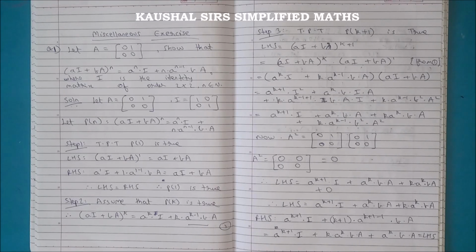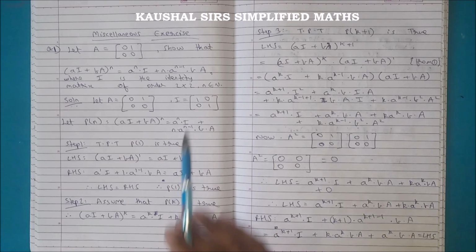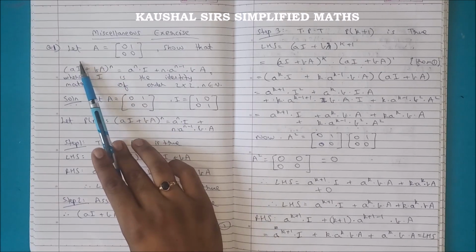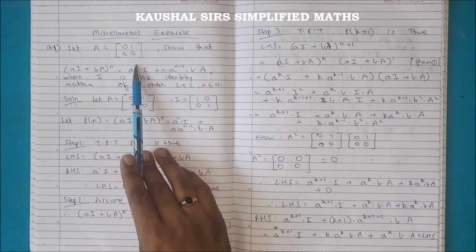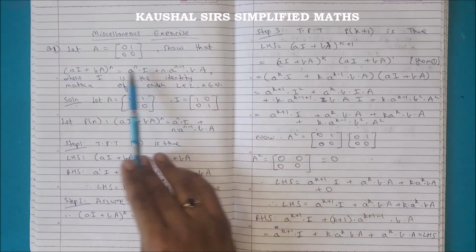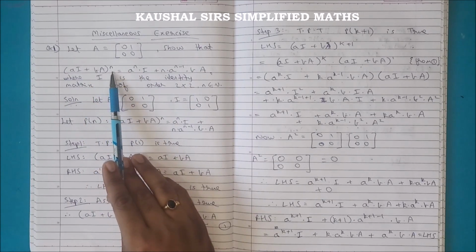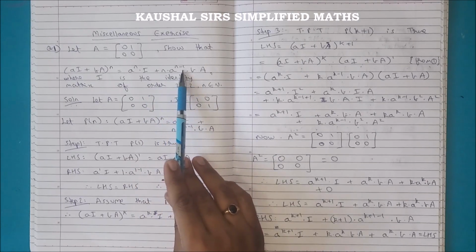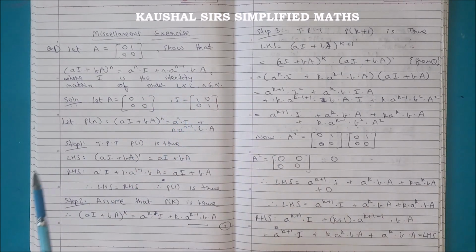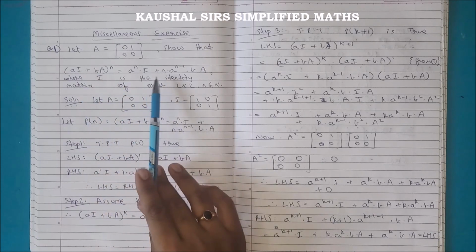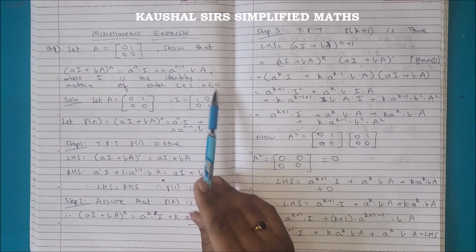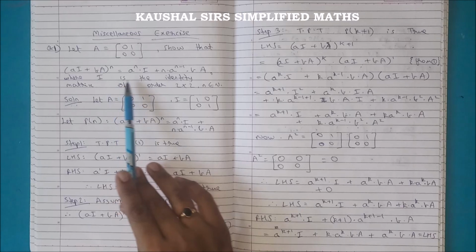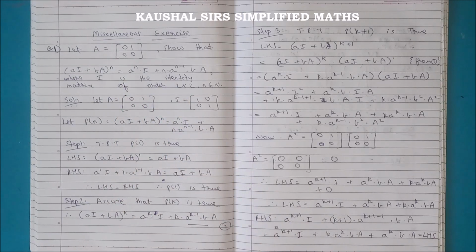Today we are going to see miscellaneous exercise of matrices from question number 1 to 8. Okay, so let's begin. Now in the very first question, we have been given one matrix. Let A is equal to this 2 by 2 matrix. You want to show that (aI + bA) raised to n is equal to a raised to n into I plus n into a raised to n minus 1 into b into A, where small a and small b are constant terms and n belongs to any natural numbers and I is an identity matrix of the order 2 by 2. Okay, तो एक इक्वेशन जैसा हमको प्रूव करना है.